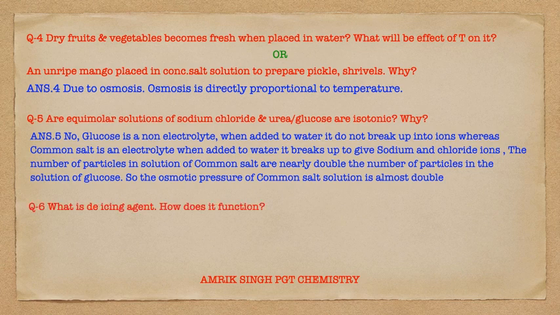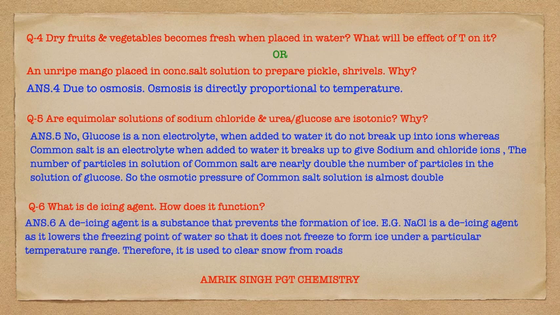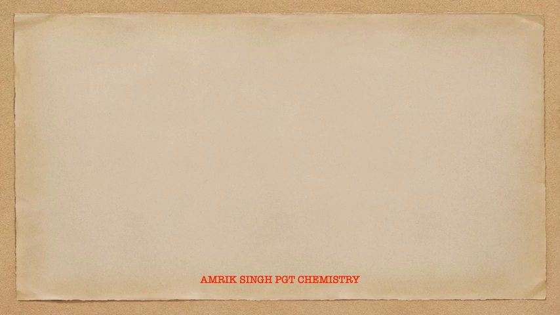Question number 3. What is a de-icing agent? How does it function? Answer: a de-icing agent is a substance that prevents the formation of ice. For example, NaCl is a de-icing agent and it lowers the freezing point of water so that it does not freeze to form ice under a particular temperature range. Therefore, it is used to clear snow from roads.